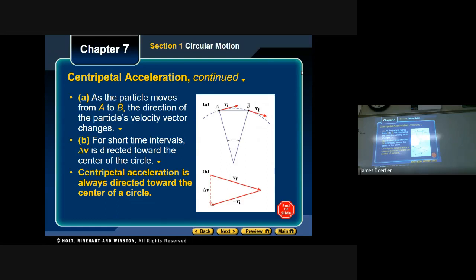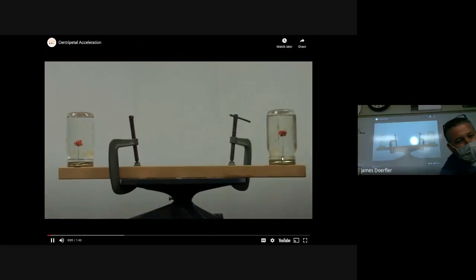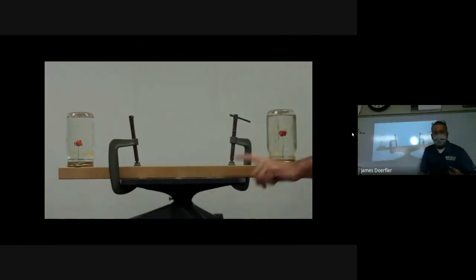The most important thing to get from this, like I said, is that third bullet point. Centripetal acceleration is always directed towards the center of a circle. In fact, it's really called center seeking, where the opposite, centrifugal, is center fleeing. Okay? So centripetal is what we're focusing on right now. So if you watch this little demonstration, you'll see this in action.